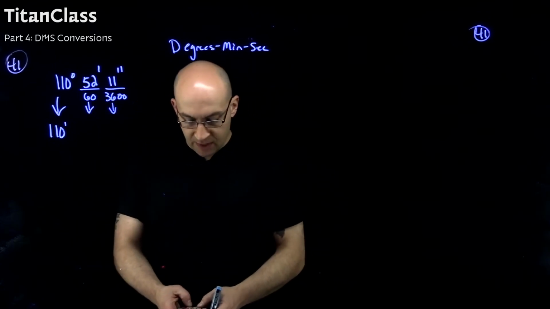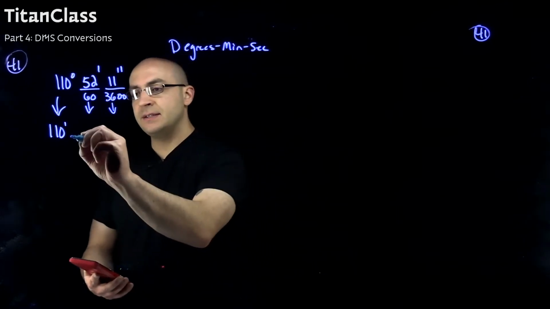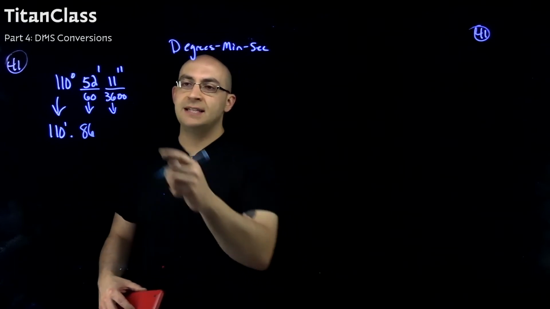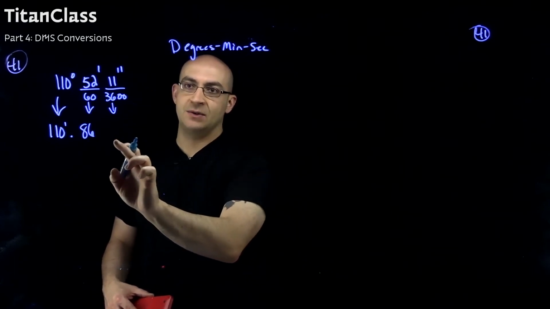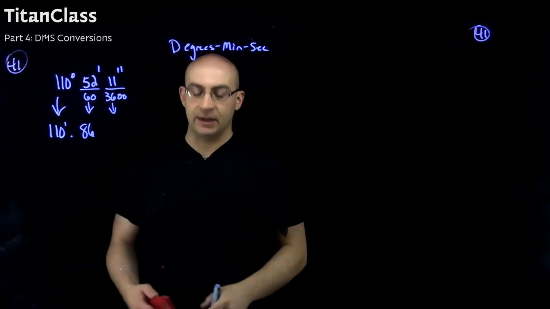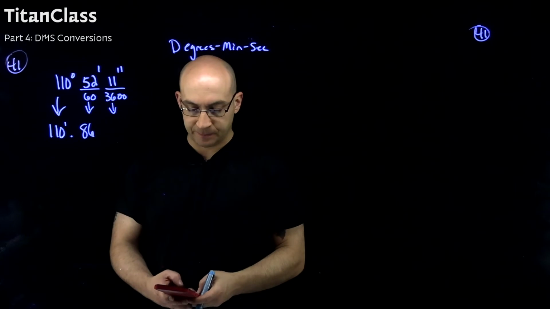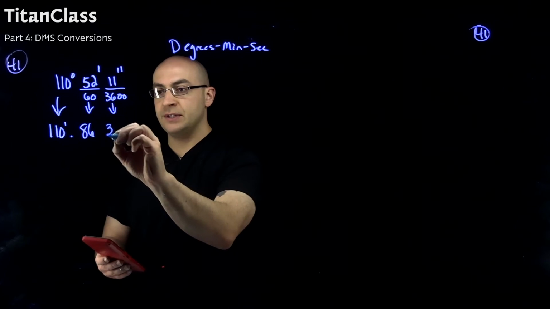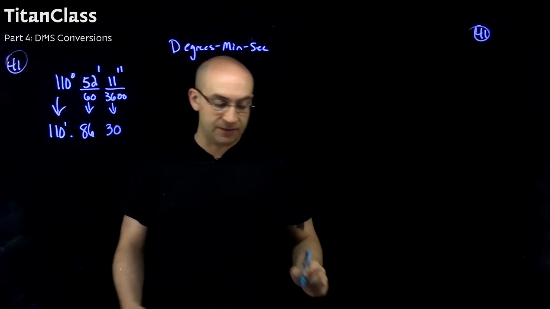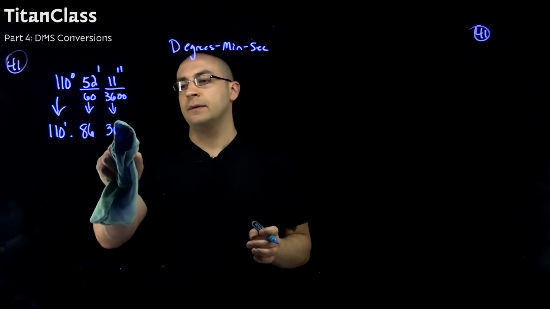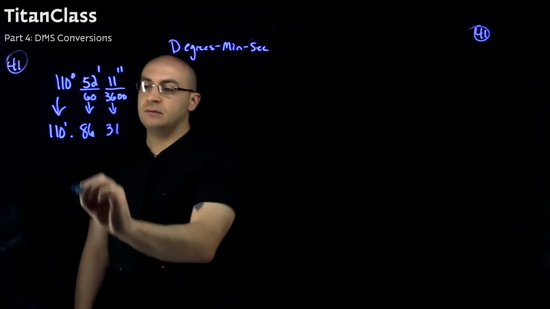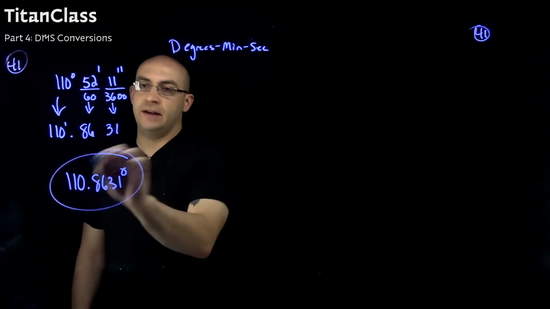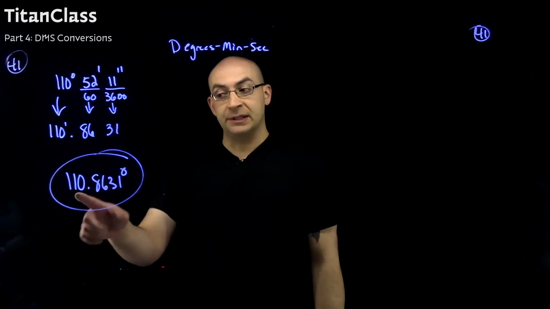So 52 divided by 60 is going to be a pretty high decimal. That's going to give me 0.86 repeating. I just want to get those 2 decimal places. Typically what happens with the seconds is it bypasses the 2 zeros after the dot, and then I get 2 more values here. You'll see what I'm talking about in a second. 11 divided by 3,600 gives me 0.00305. Well, we'll just do 305, but I'm going to round that last decimal place up to 1. So my answer is 110.8631 degrees. Final answer. And again, this is really close to 111.